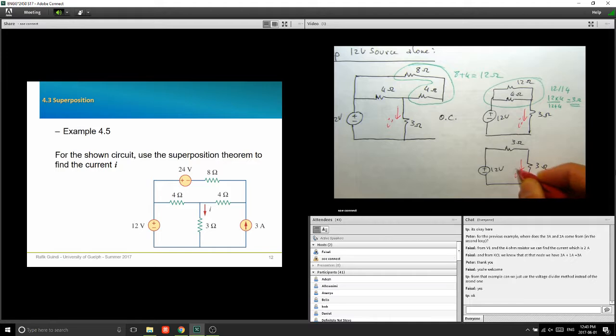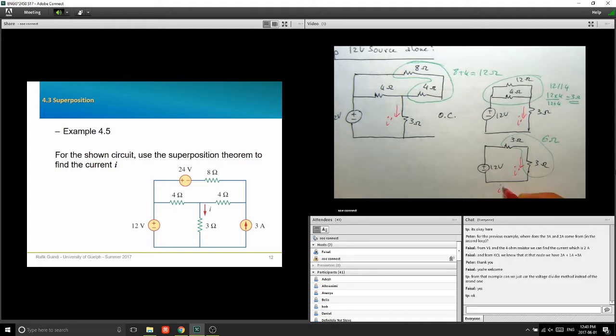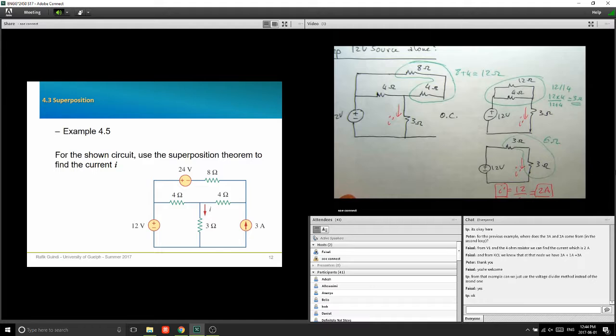You have a current here, I prime. In fact, now these two are in series, so you get a total resistance here of 6 ohm. And the current I prime is equal to 12 over 6. That's 2 amps. Okay. So now I have I prime. I'm going to do the second part, second phase.